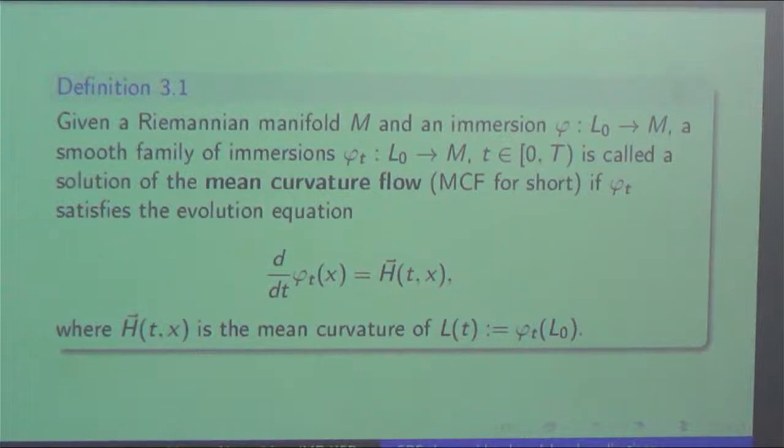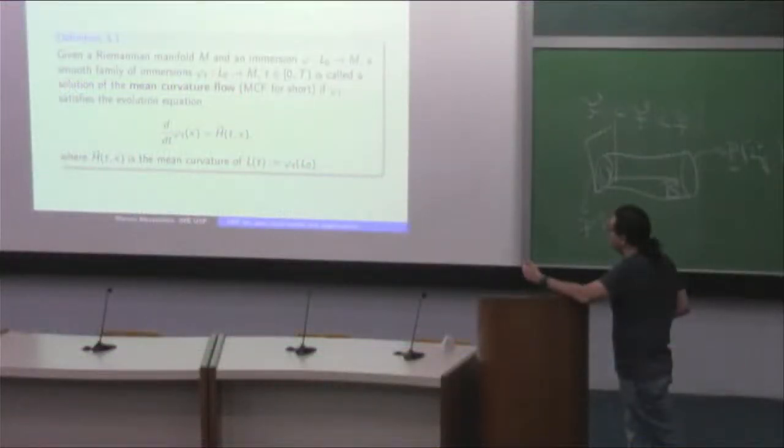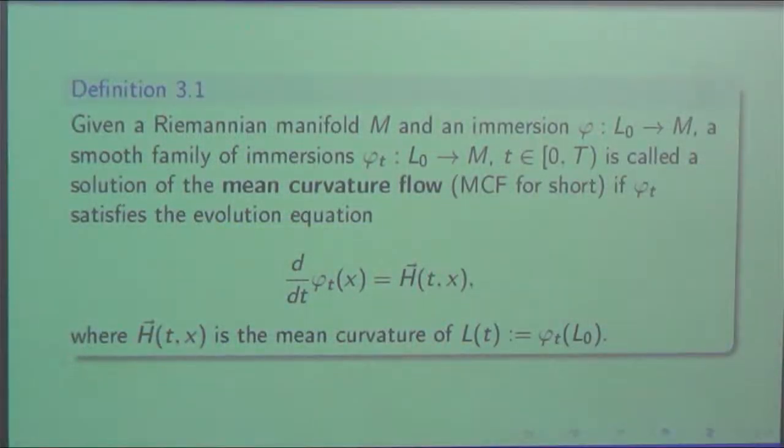So our first application is in mean curvature flow. Given a Riemannian manifold and an immersion, we say that a mean curvature flow is a family of immersions, okay, such that each immersion satisfies this equation. Here I have simplified this definition a little. I'm assuming that these immersions have no self-intersections, but for our purpose this will be okay. And H is the mean curvature of a leaf.